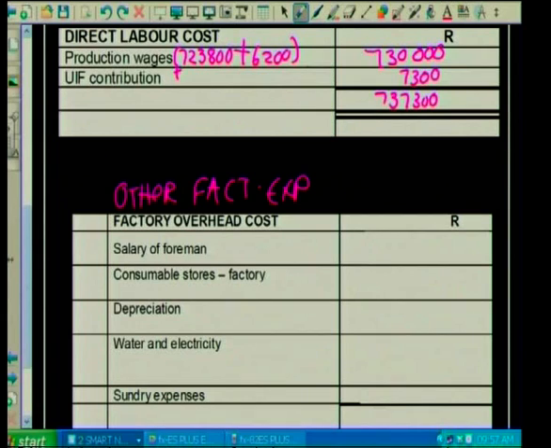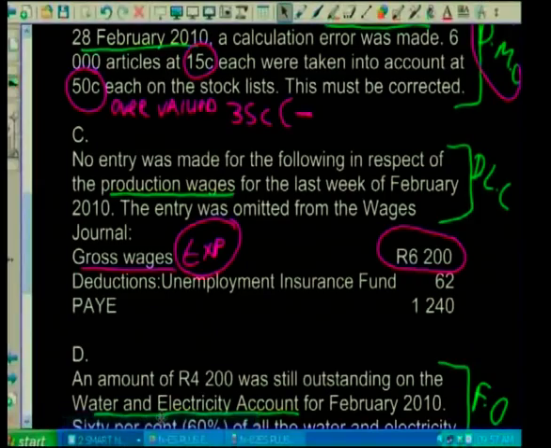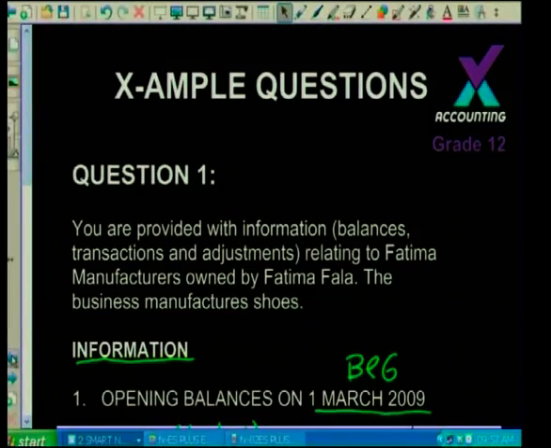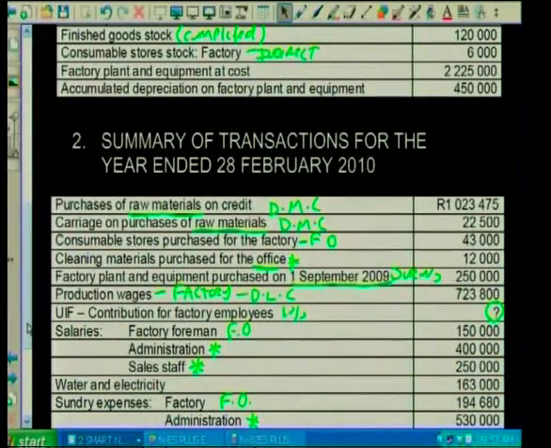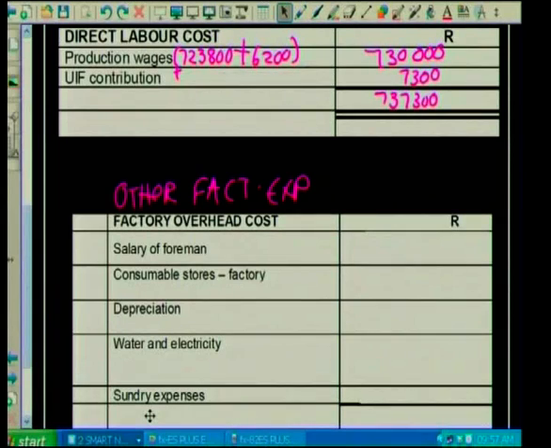So we've got factory overhead costs. The first item is the salary of the foreman. So let's go to our question, and we're looking at the summary of transactions. Under salaries, we've got factory foreman and his salary, an amount of 150,000. There were no additional adjustments in terms of the factory foreman. So let's take that amount through. So we've got salary for the factory foreman, an amount of 150,000.